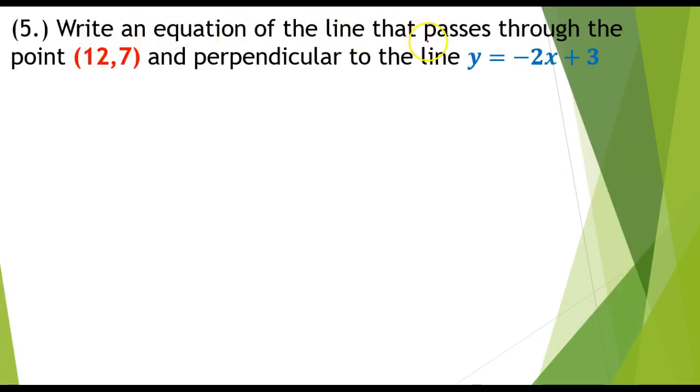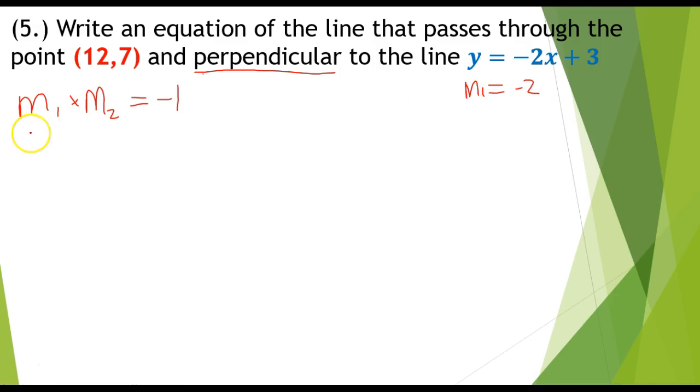Write an equation of the line that passes through the point (12, 7) and is perpendicular to the line y equals negative 2x plus 3. Okay, we know this line is perpendicular. So being perpendicular means that the slope of the first line times the slope of the second line is going to equal negative 1. So the slope is the first thing we need to find. Let's say that this is the first equation. Looking at it in slope-intercept form, the slope here is negative 2. So our slope 1 is negative 2.